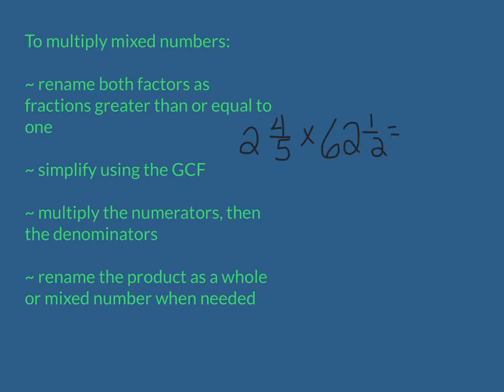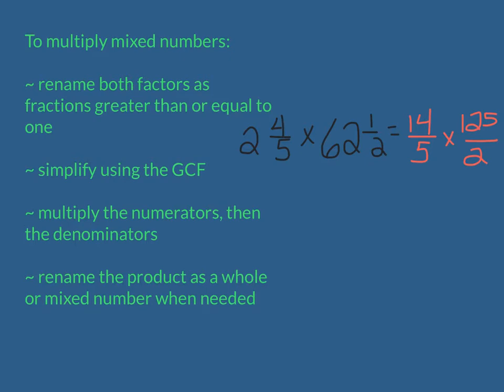We have 2 4/5 times 62.5. So our first step is to rename both factors as fractions greater than or equal to 1. So remember, to do that, I'm going to multiply my denominator times the whole number and add the numerator. So 5 times 2 is 10, plus 4 is 14. So that would be 14 over 5 times, now I need to do the same to this one. So I have 2 times 62 plus 1, which would equal 125 over 2. So now we need to simplify using the greatest common factor.